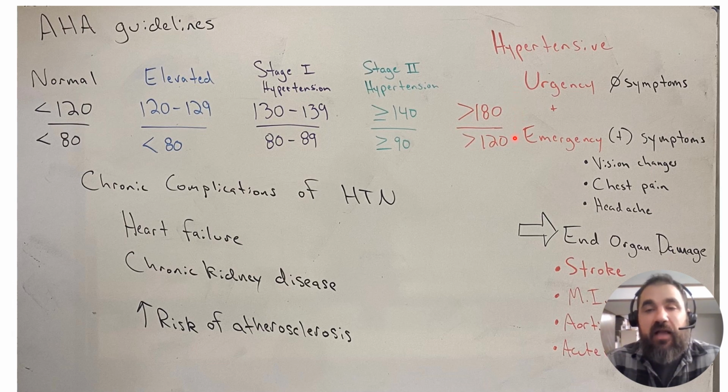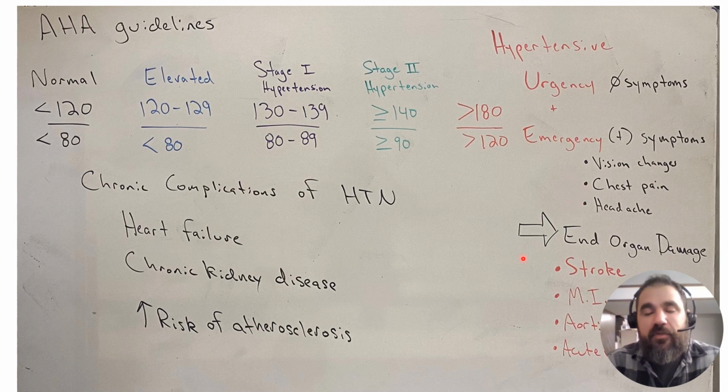Hypertensive emergency, they're having symptoms, and we call these symptoms of end organ damage. Vision changes, those little vessels in your retina, it's going to damage those. Might get blurriness and trouble seeing. Chest pain, those high pressures can cause chest pain. That's scary. And they can also cause really bad headaches.